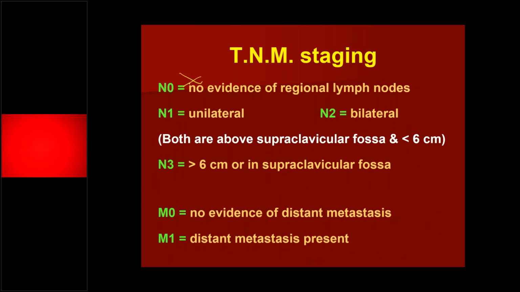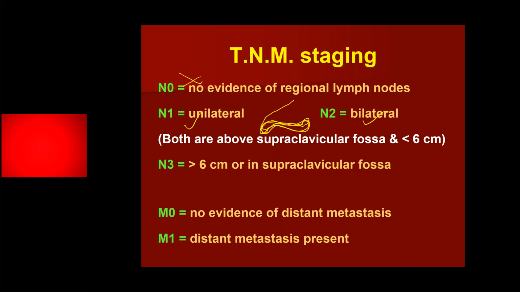N0, no evidence of lymph nodes. N1 unilateral, N2 bilateral. Both are above the supraclavicular fossa. If you take the clavicle, it becomes a landmark in the nasopharynx. For other tumors, it is very different. Thyroid and nasopharynx have different classifications, except all the things are the same. I'll tell you in the coming classes whenever you are going to see the oncology of the other parts of the head and neck.